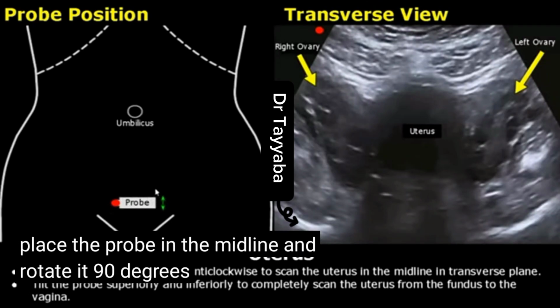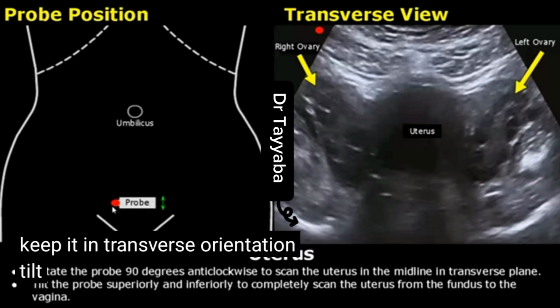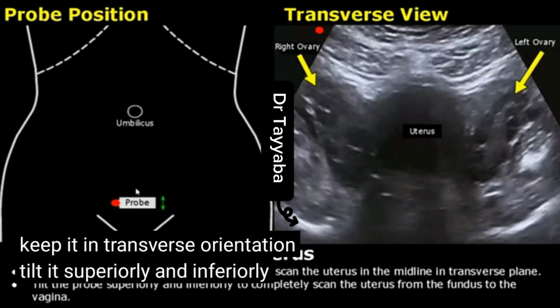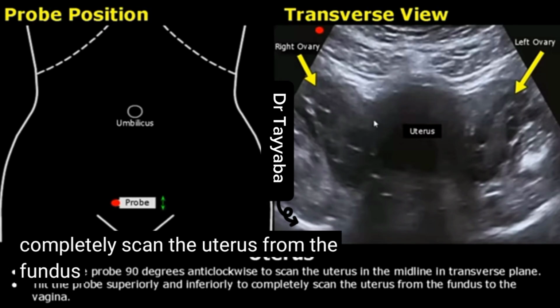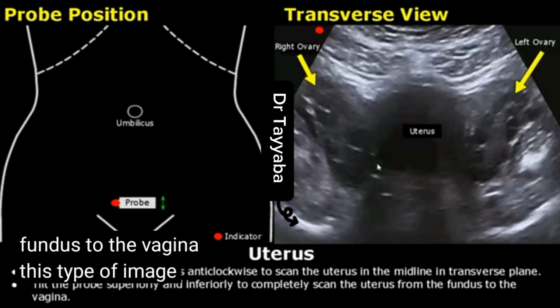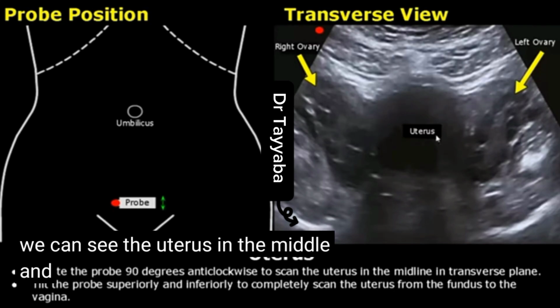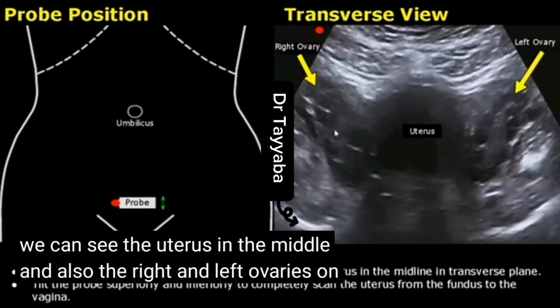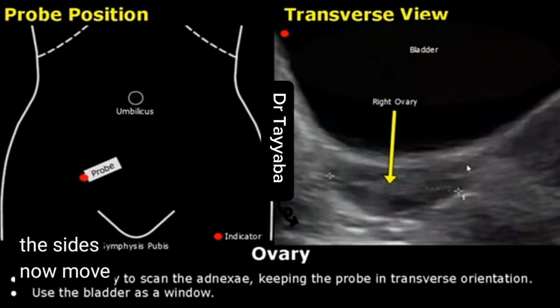Place the probe in the midline and rotate it 90 degrees anti-clockwise to keep it in transverse orientation. Tilt it superiorly and inferiorly to completely scan the uterus from the fundus to the vagina. This type of image will be formed. We can see the uterus in the middle and also the right and left ovaries on the sides.